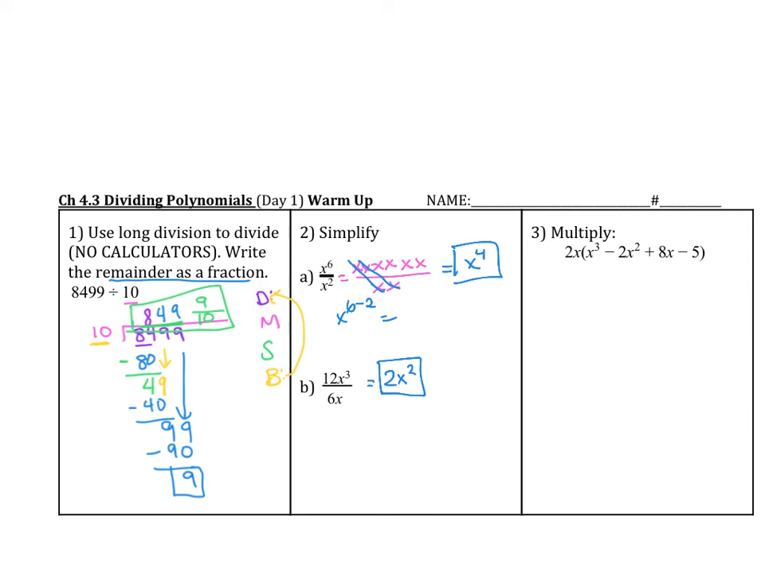Now the last thing we're going to do is we're going to multiply. So we're going to multiply this monomial to this polynomial. So 2x times 2x cubed, that becomes 2x to the 4th power, because you add the exponents. Then 2x times negative 2x squared is negative 4x to the 3rd power. 2x times 8x, that's 8 times 2 is 16x squared. Then 2x times negative 5, that is negative 10x. Okay, and so these are the basics of what we need to know in order to divide polynomials.